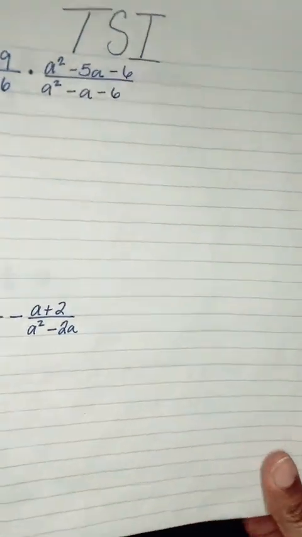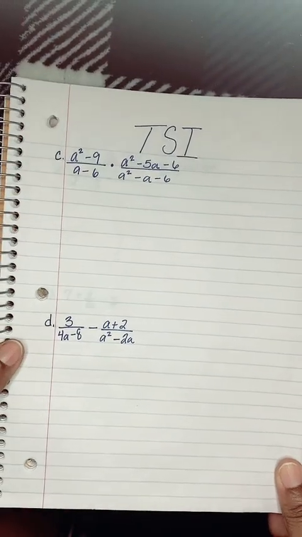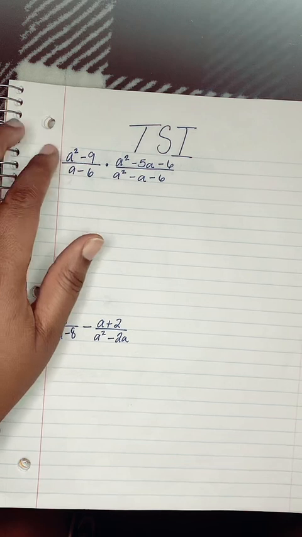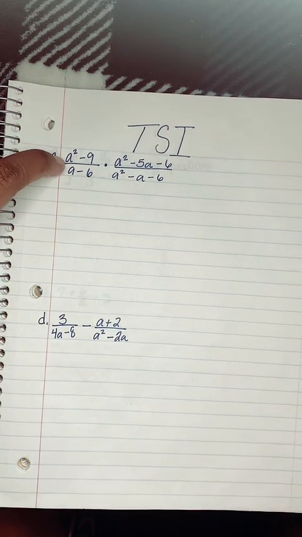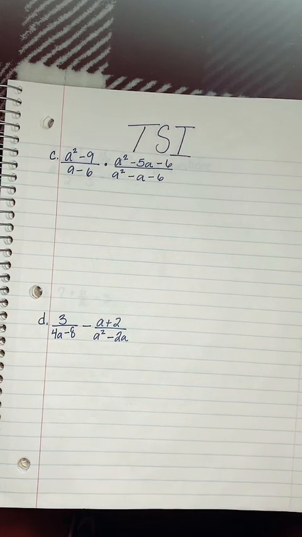Okay, so we have a multiplication one, okay? And we got some difference of squares. We got some trinomials.